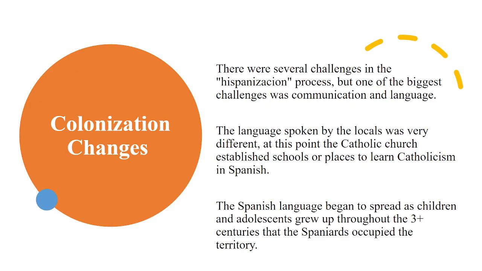Colonizing changes. There were several challenges in the Hispanicization process, but one of the biggest challenges was communication and language. The language spoken by the locals was very different. At this point, the Catholic Church established schools or places to learn Catholicism in Spanish. The Spanish language began to spread as children and adolescents grew up throughout the 3+ centuries that the Spaniards occupied the territory.